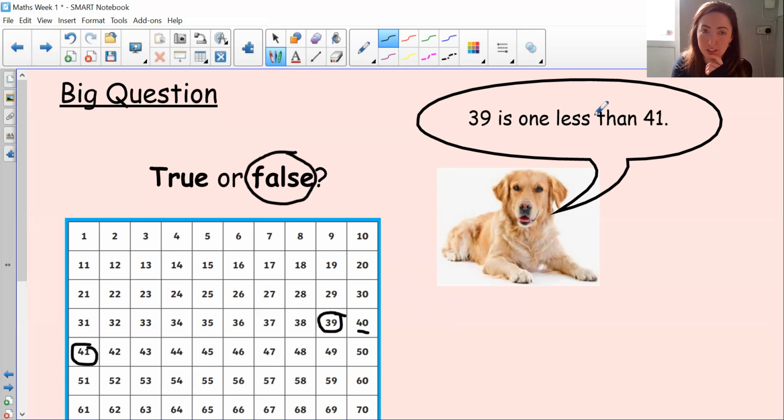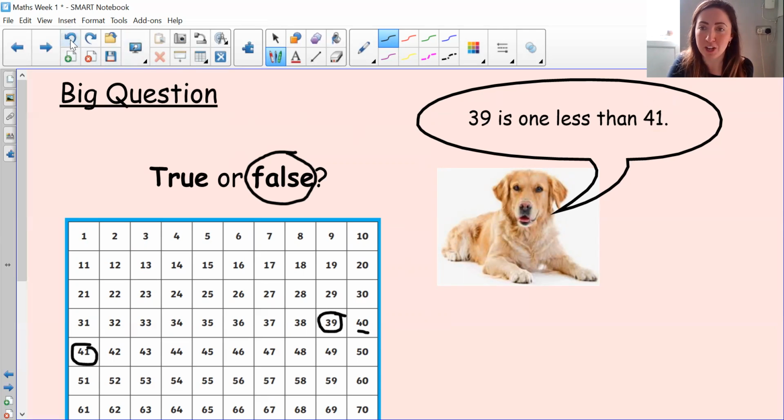So how could we change what Stevie has said to make it correct then? So pause here to have a think. There are two ways we could change Stevie's statement. Have a think now. Okay, so we could have changed Stevie's statement by saying that 39 is 1 less than 40. Because 39 does come right before 40. That is one way we could have changed it to make it correct.